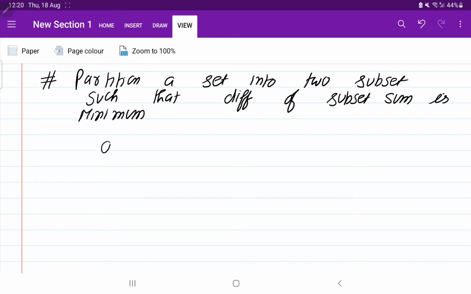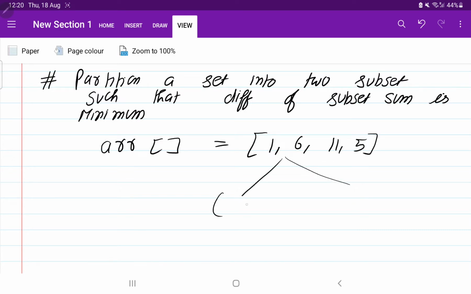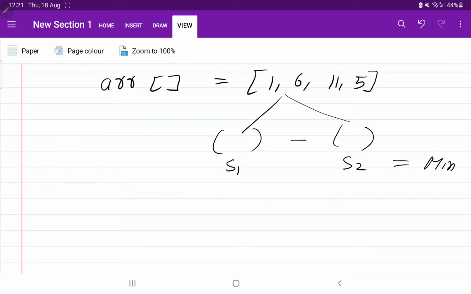Okay, so let us take an example. A set of integers is given with the elements 1, 6, 11 and 5. What we have to do is divide this array into two subsets such that the difference of the two should be minimum. Okay, are you getting my point? What is the question given? The question is: there is an array given.